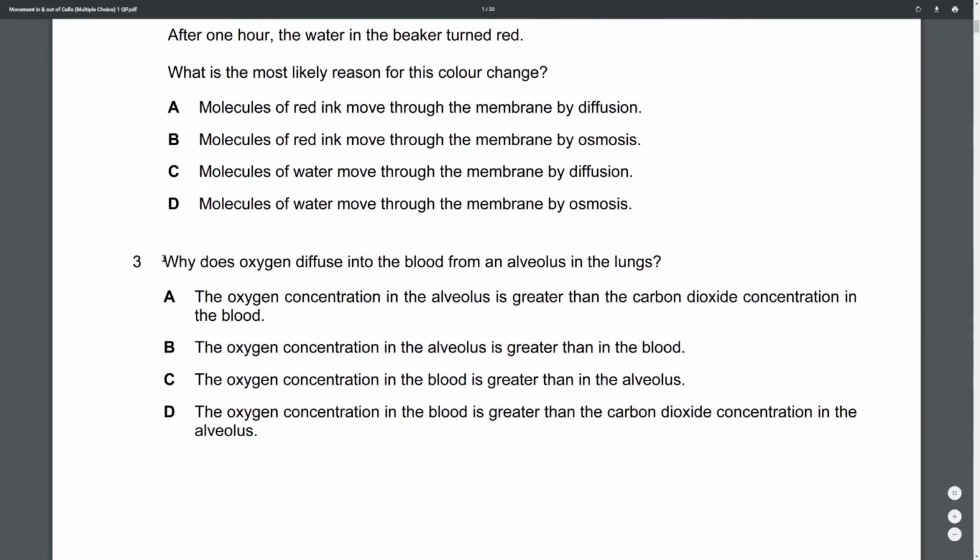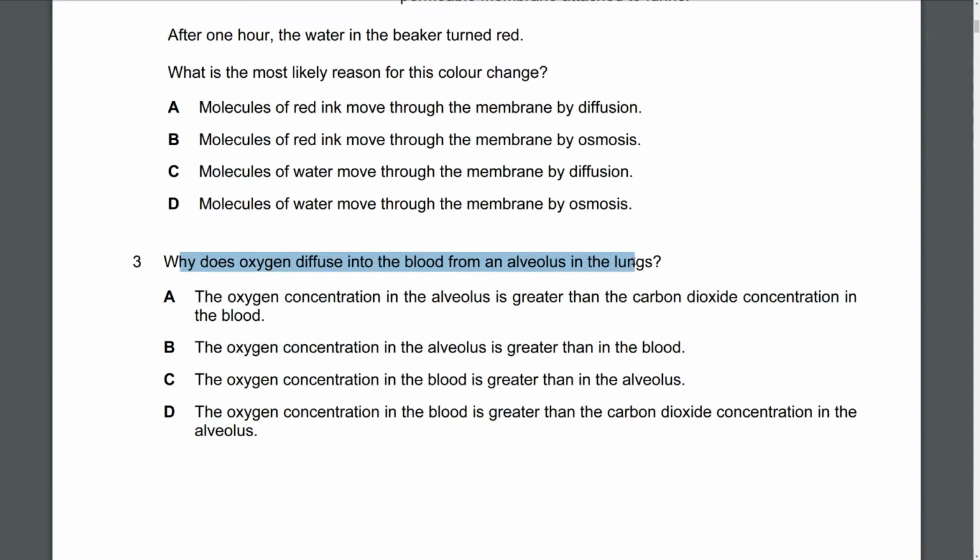Why does oxygen diffuse into the blood from an alveolus in the lungs? Basically, oxygen concentration in the alveolus is greater than in the blood. So this one is wrong. This one is right. Or blood. Nope. Alveolus is greater than the blood. So this one would be B.